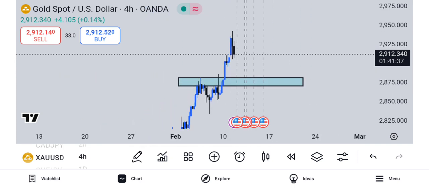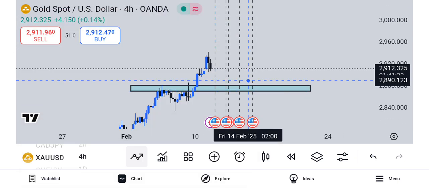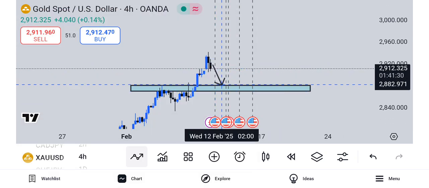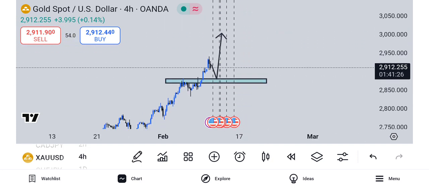This will be my level of interest right now. So I'll be looking to buy whenever the market comes to this level. I'll be looking to buy right on this spot. So this is just the basic, the ultimate 4-hour trading strategy. You trade like a professional.